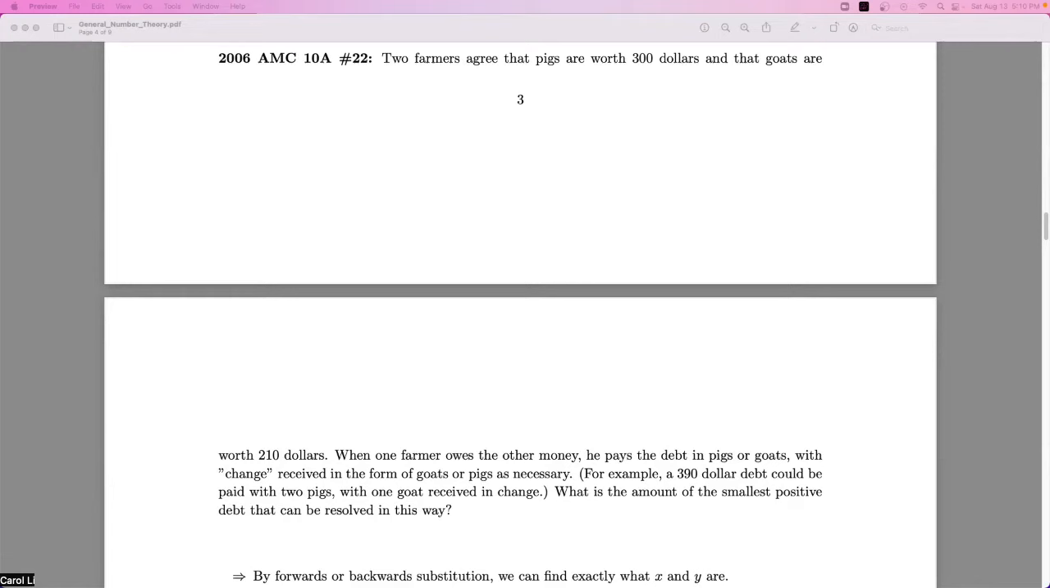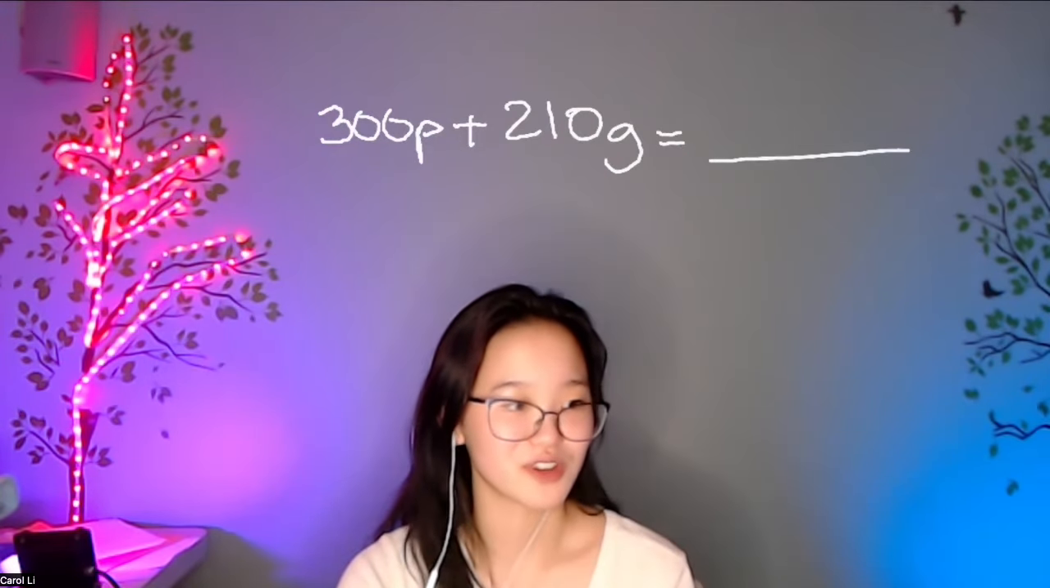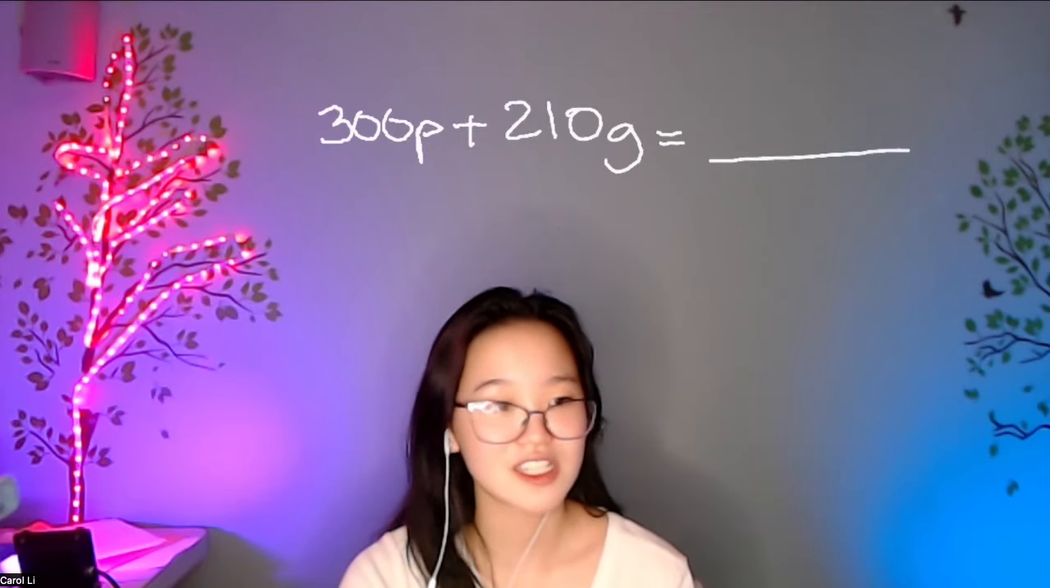Okay, so I think a couple people got it. The answer is 30, because basically what it's asking is, pigs are worth $300, goats are worth $210. It just sounds really confusing, but it's basically 300 pigs plus 210 goats. What is the smallest possible integer you could get this into? Because you're technically adding and subtracting pigs or goats, depending on how low it is.